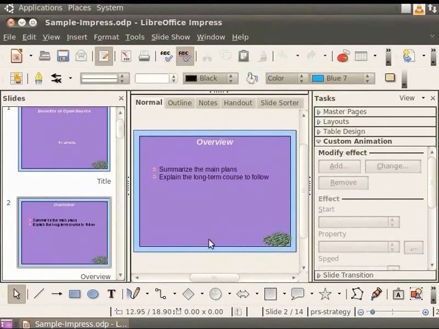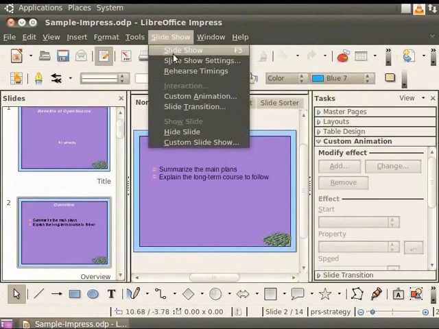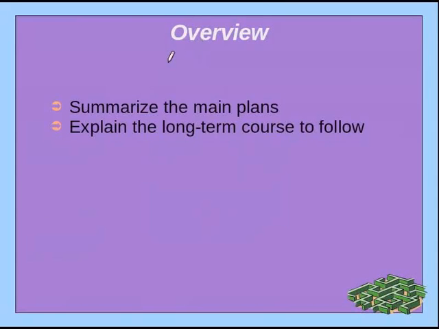Again, from the main menu, click Slideshow and then on Slideshow. Notice that the cursor has now turned into a pen. This option allows you to write or draw on the presentation while it is in the slideshow mode. When you press the left mouse button, you can sketch with the pen. Let's draw a tick mark against the first point.